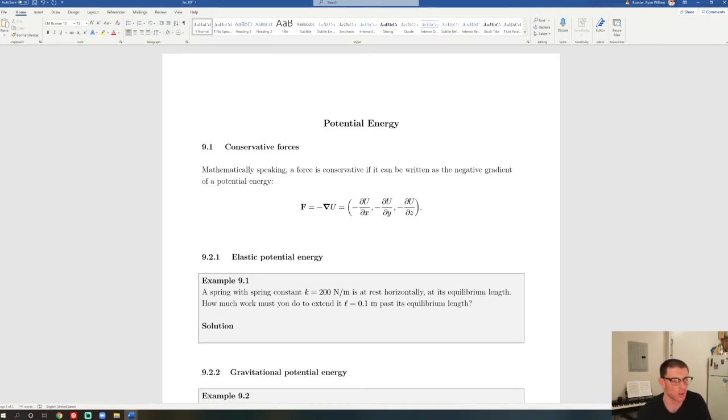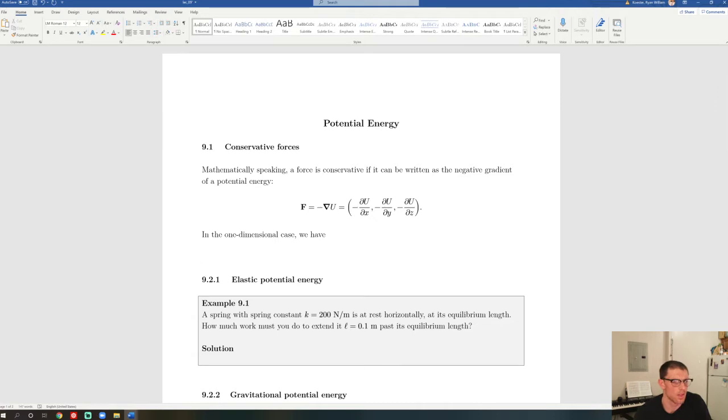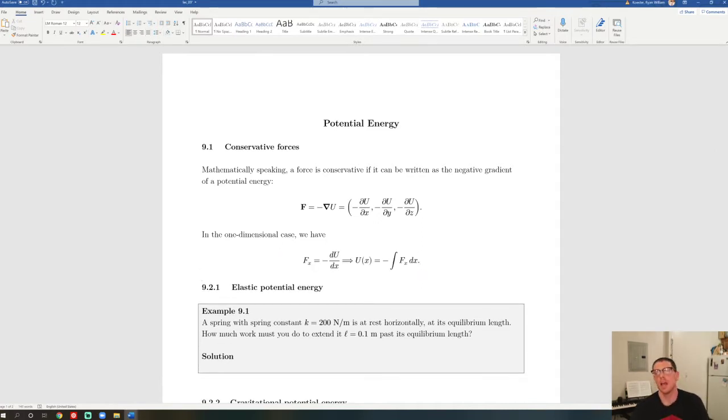This next thing, though, will be a little more useful for our purposes, and so I'm going to say that in the one-dimensional case, we have this, and I will copy and paste this too, because it would be a bit to type with the formatting and everything. And so we see that we can think of this as just the x component of this equation here, and hopefully this makes the idea of a gradient a little more clear. But the x component of a force is just going to be given by the negative derivative of the potential, which I know we still haven't defined yet, with respect to x.